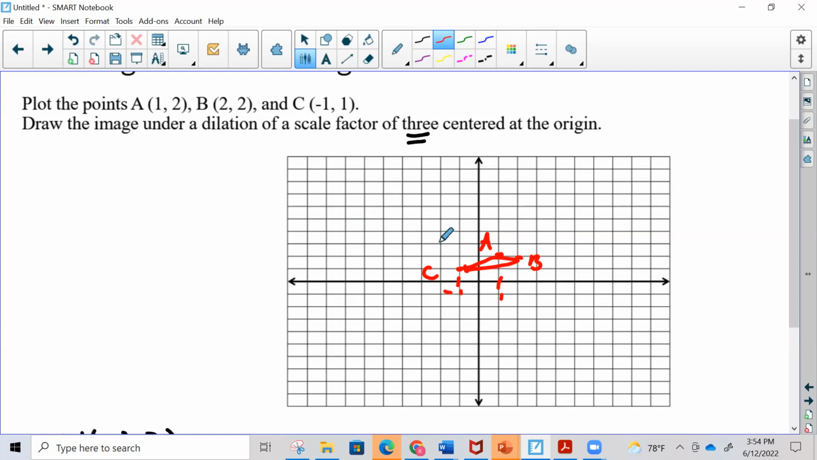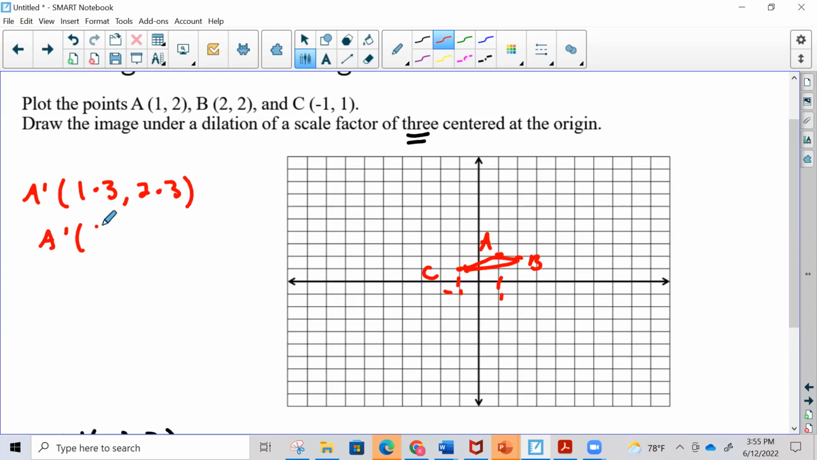So remember when we did dilations, we found the distance that each point is from the center, and then we multiplied those distances by 3. Well, in this case, if our center is the origin, the distance that each point is from the origin is just the point, like A is 1, 2, so it's 1 to the right of the origin and 2 up. And so I don't have to find those distances by subtracting. I just know it's the point if we're centered at the origin. And then all I have to do to find my prime is just multiply both the X and the Y coordinate by the scale factor.